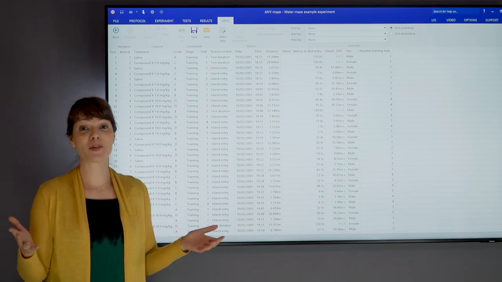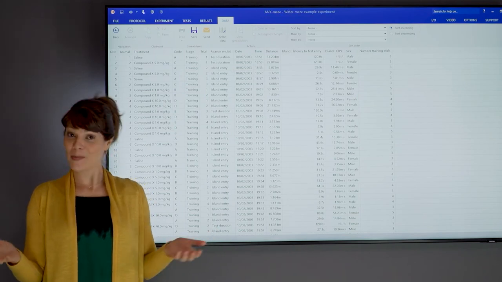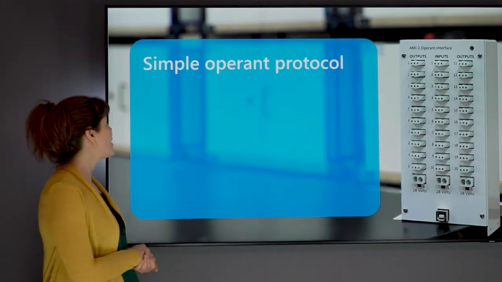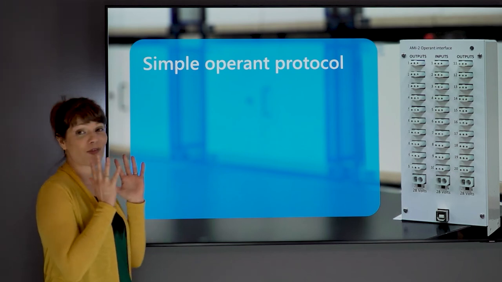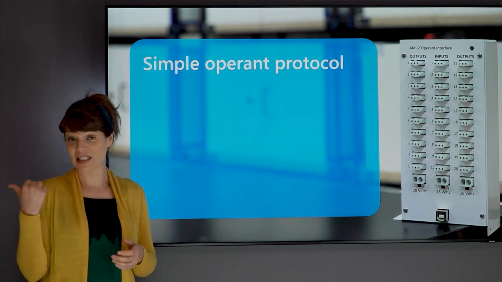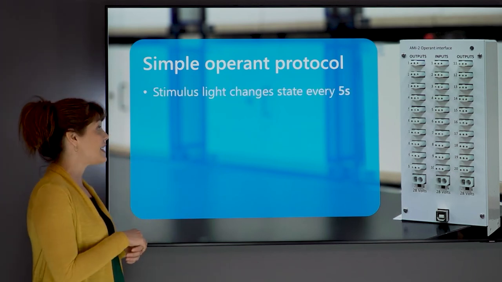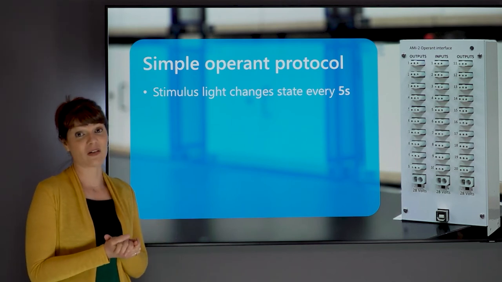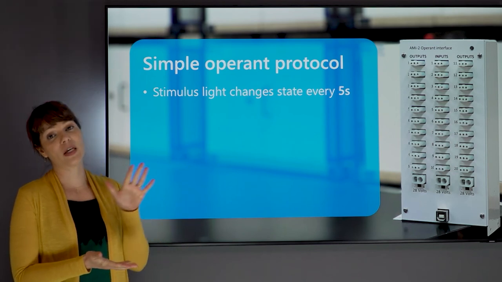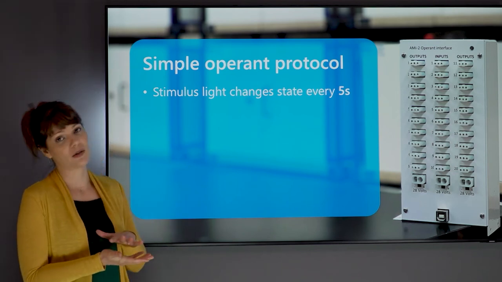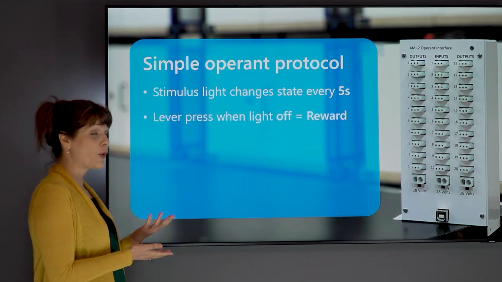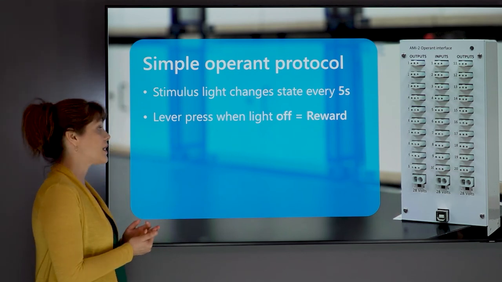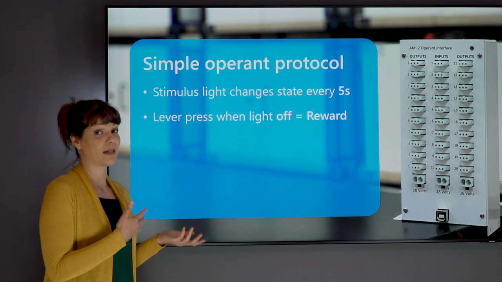So now it's time to set up an operant conditioning experiment using it. We are going to use a very simple protocol using Trent's cage for that. The basic idea is that we have a stimulus light that is going to change its state every 5 seconds. So 5 seconds on, 5 seconds off, 5 seconds on, 5 seconds off. If the animal presses the lever when the light is off, it will get a reward.